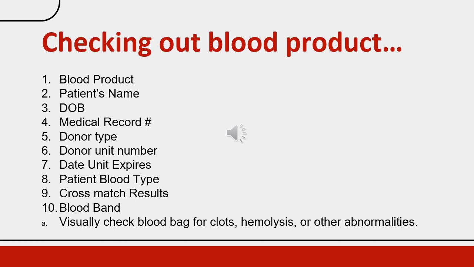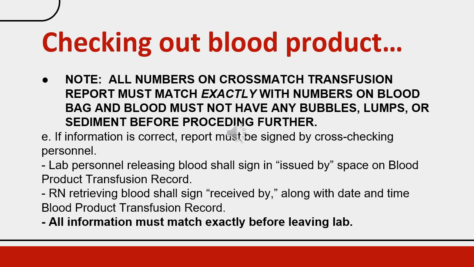While verifying the unit of blood, we also need to visually inspect the blood, the bag itself, squeezing it, looking at it, looking for any hemolysis, clots, or visible abnormalities that may be present. It is important to note that all numbers on the cross-match transfusion report must match exactly with the numbers on the blood bag, and the blood must not have any bubbles, lumps, sediment, or any defects present in it before beginning the procedure.